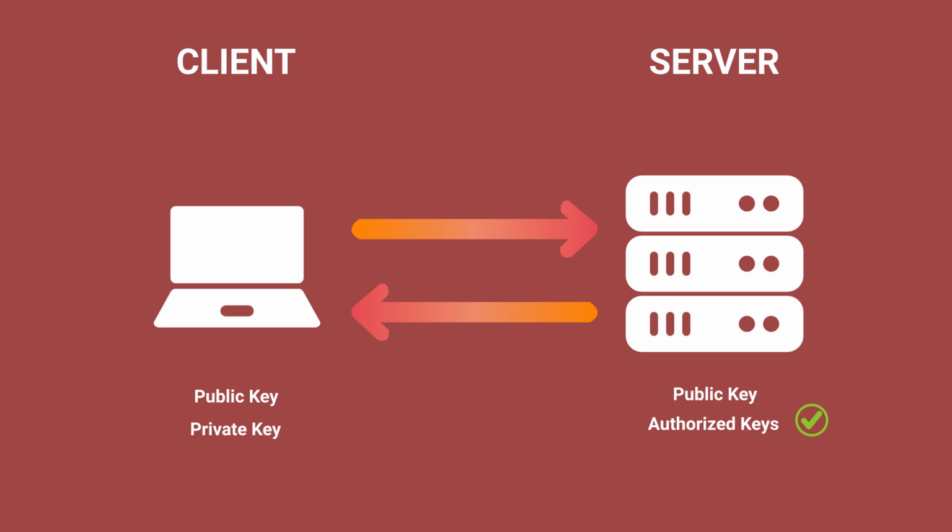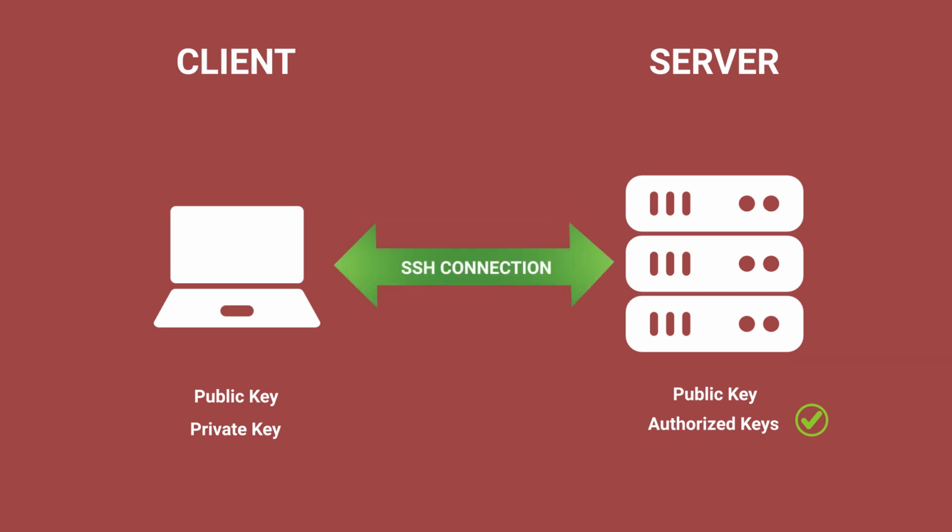On receiving the encrypted challenge the server sends, the client will decrypt it using its private key and send the decrypted challenge back to the server. On receiving the decrypted challenge from the client, the server will verify if this challenge is the same as the server's challenge. If it is, the SSH connection will be established.